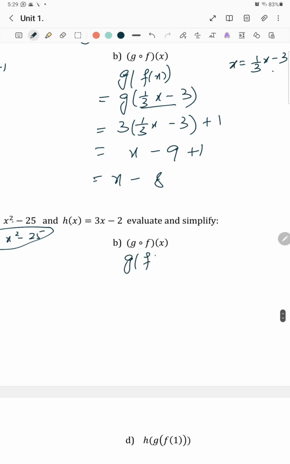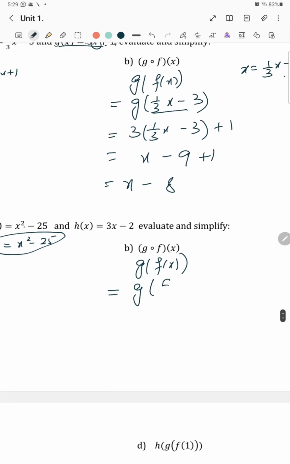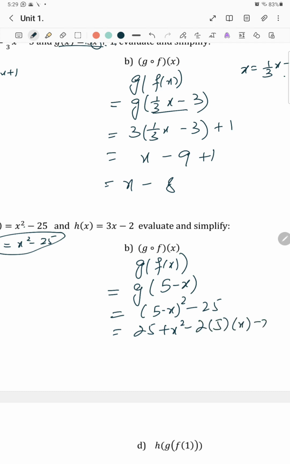g f of x. g, what is f of x? 5 minus x. Now the new x is 5 minus x. So g of x is x square minus 25. So putting 5 minus x square minus 25, 25 plus x square minus 2ab minus 25, x square minus 10x.